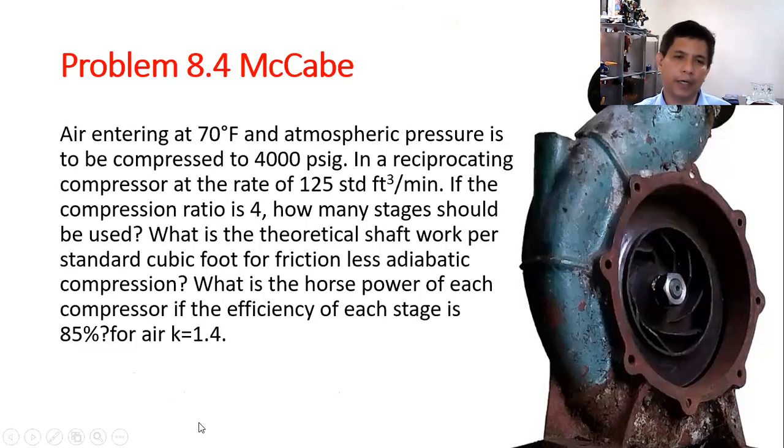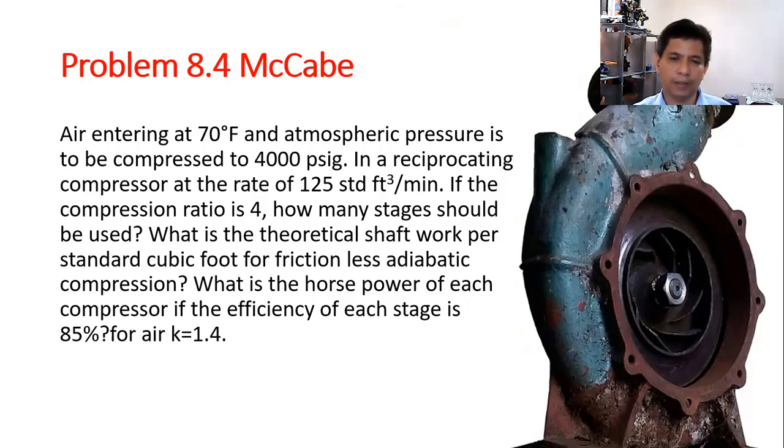Okay, so let's try problem 8.4, still from McCabe. Air entering at 70 degrees Fahrenheit and atmospheric pressure is to be compressed to 4,000 psig in a reciprocating compressor at the rate of 125 standard cubic feet per minute. If the compression ratio is 4, how many stages should be used?